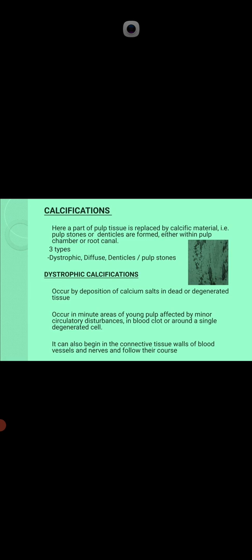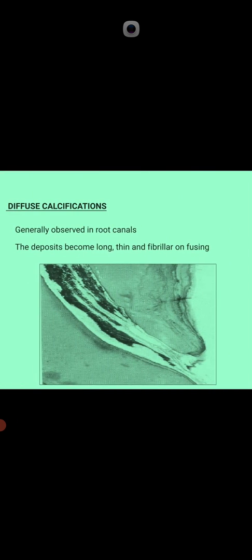It can also begin in the connective tissue walls of blood vessels and nerves and follow their course. Next is the diffuse calcification.